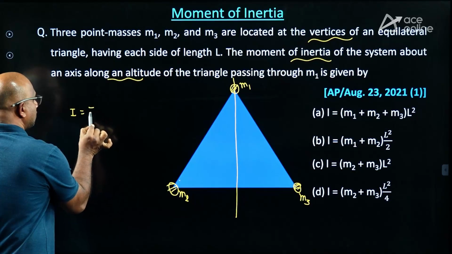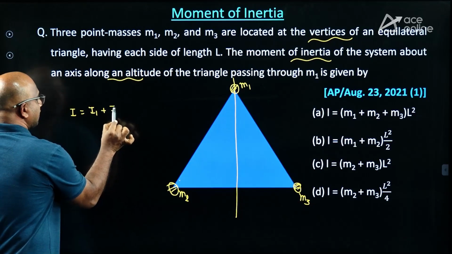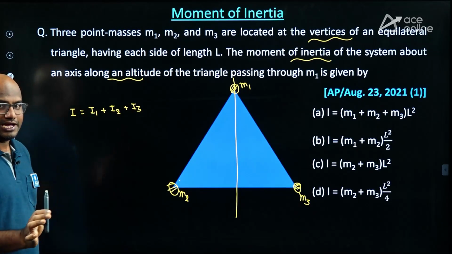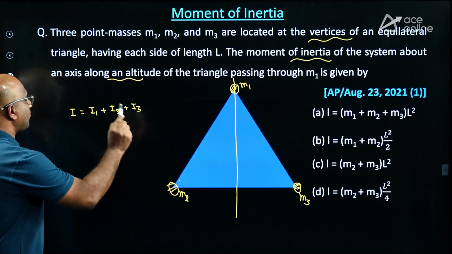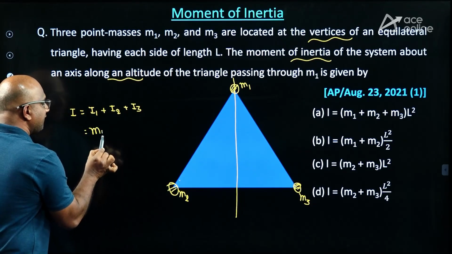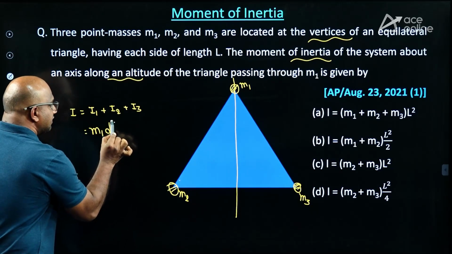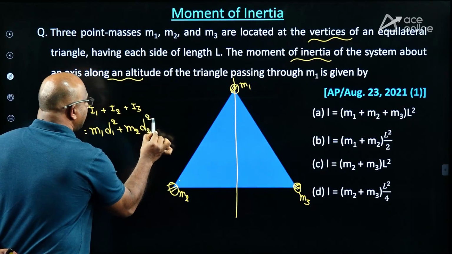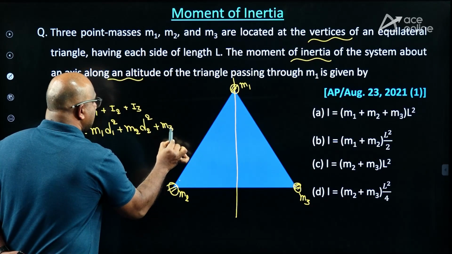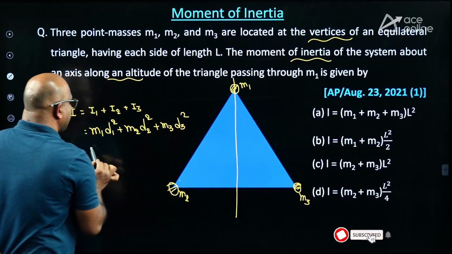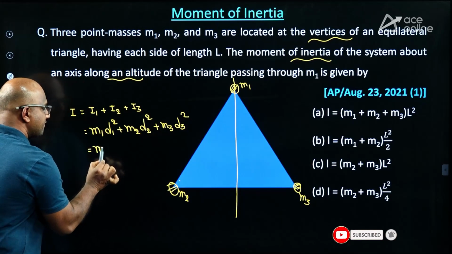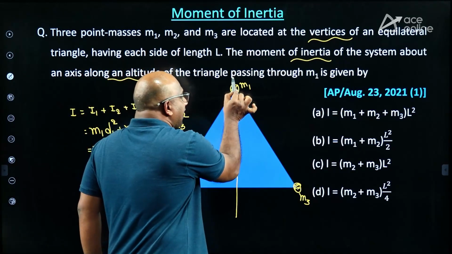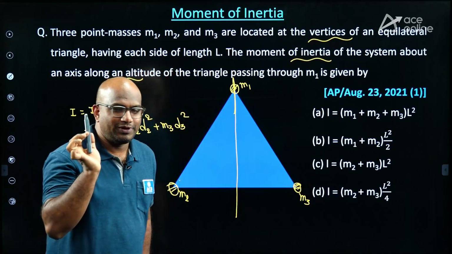Inertia equals I1 plus I2 plus I3, guys. The point masses are there, so I can say M1 D1 square plus M2 D2 square plus M3 D3 square. Now let's check: M1 D1 square is 0 square. Why? Because the distance from the axis to M1 is exactly passing, so it should be equal to 0.